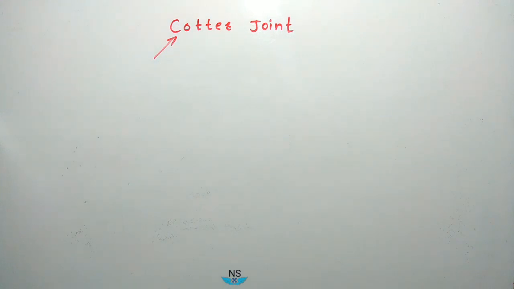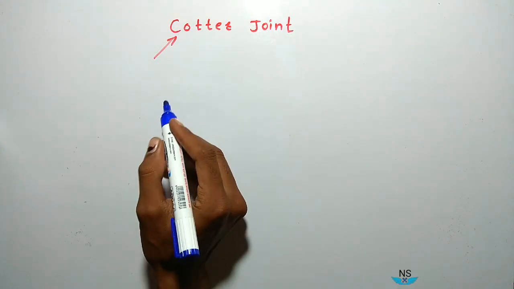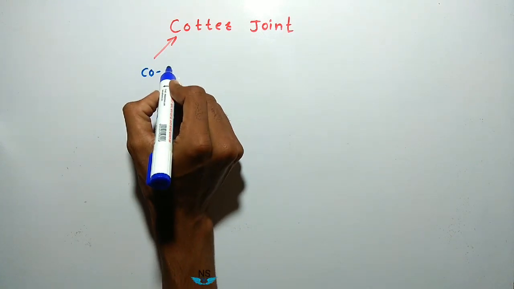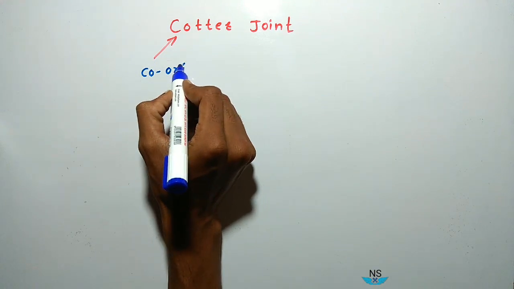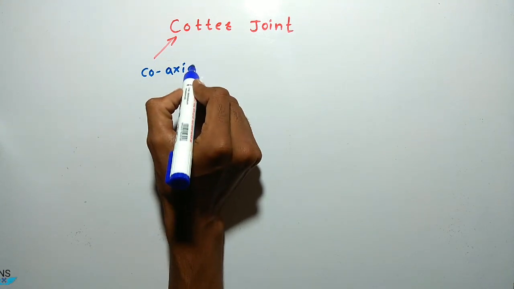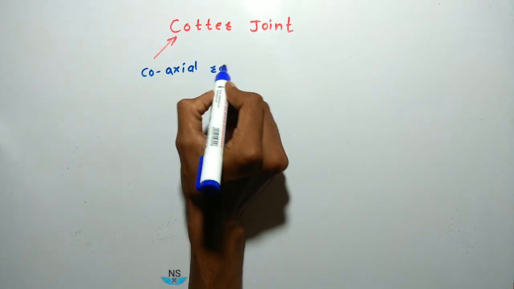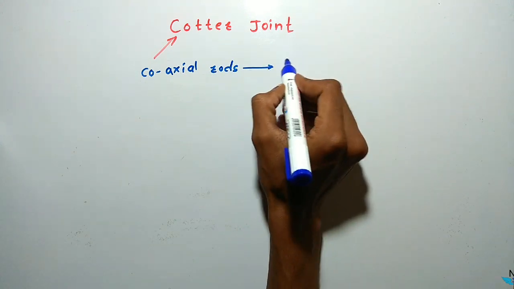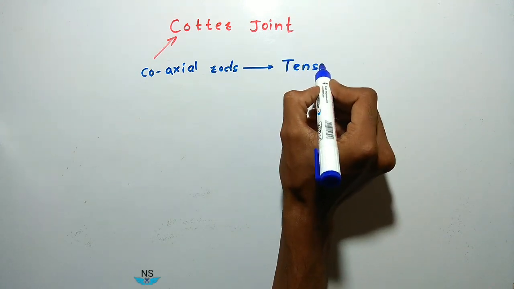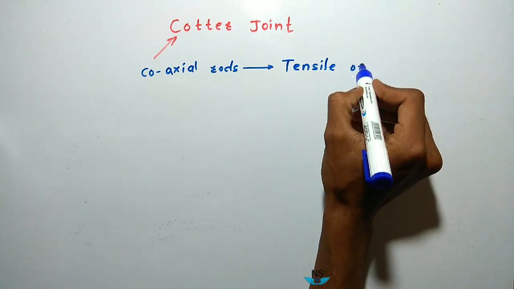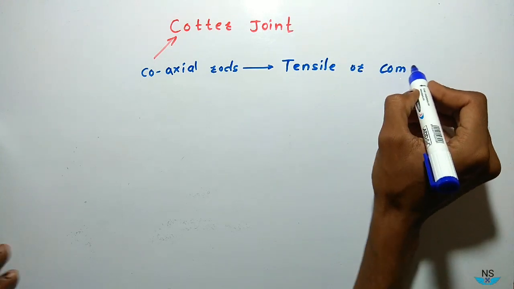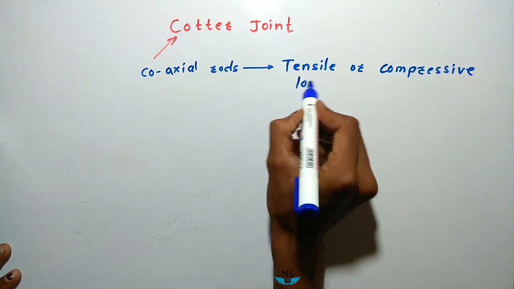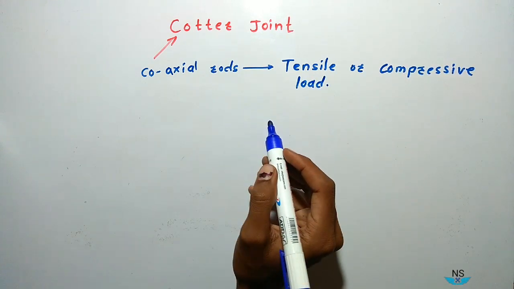Quarter joint is a joint used to connect two coaxial rods which are subjected to axial tensile or compressive load. So that is called a quarter joint.